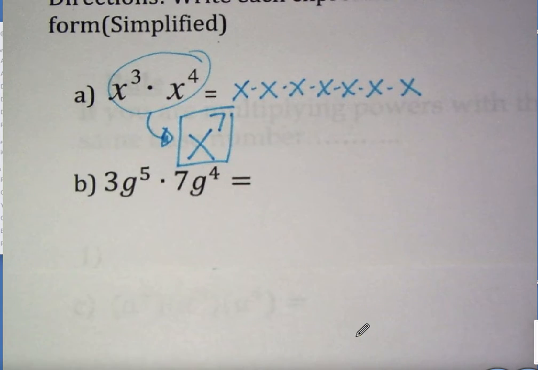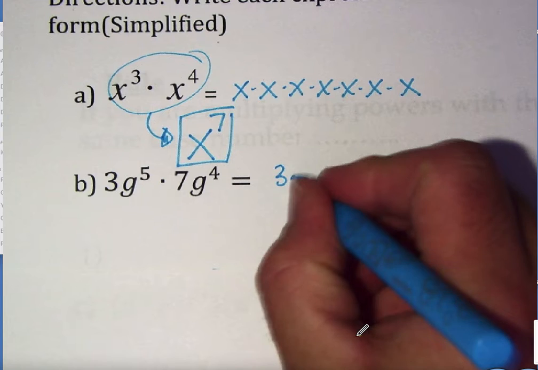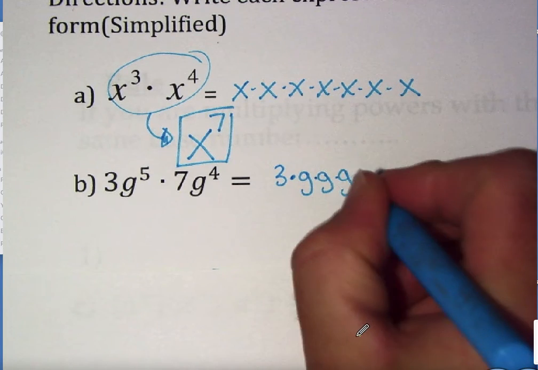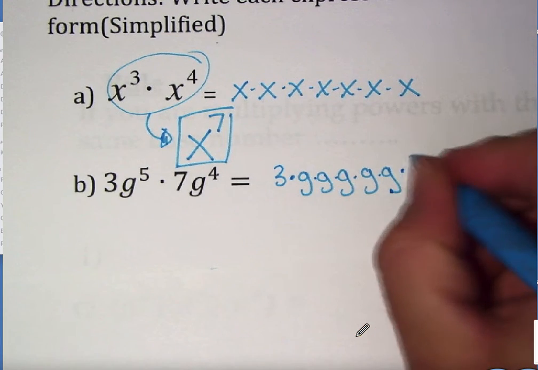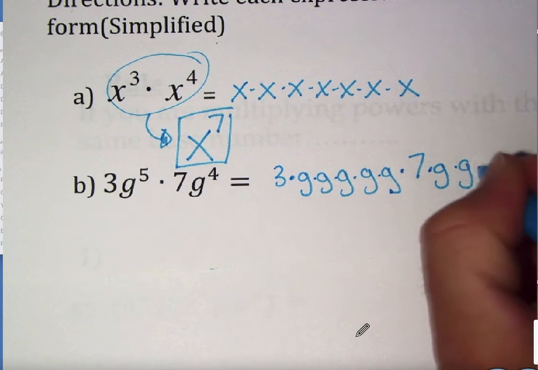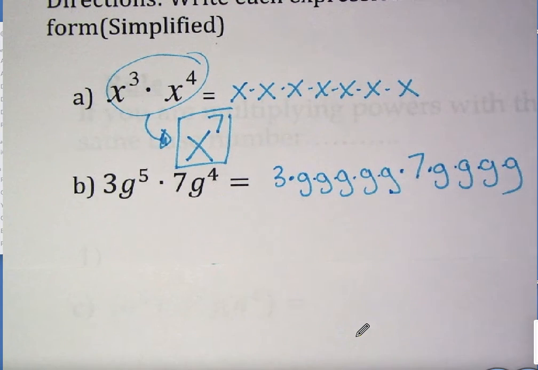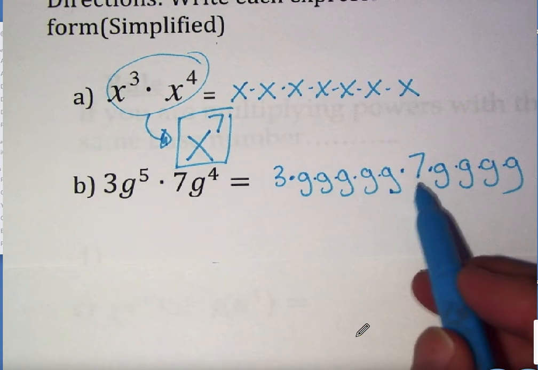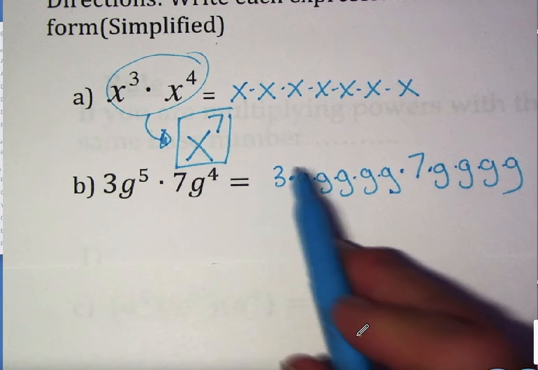We have 3g to the fifth times 7g to the fourth. And we want to write it as simple as possible. I'm going to expand it out and see if that helps if there's a way we can make this a little simpler. Can we do any of the math here? Okay. So I would ask, all right, so we expanded out. Is there any way to make this simpler? And someone might say, do 3 times 7. And I would say it's not next to each other. So can we do 3 times 7?